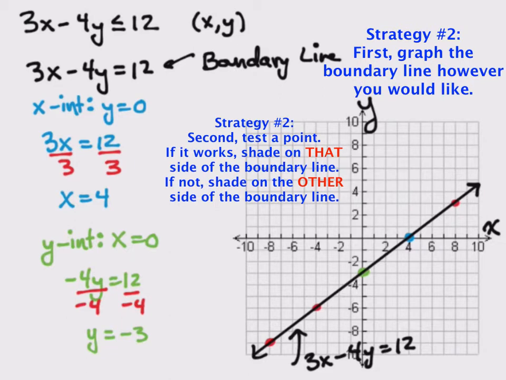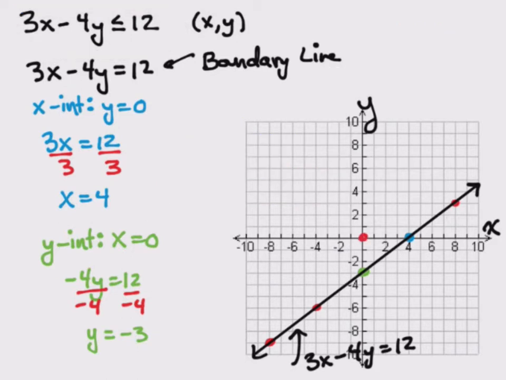Well, my favorite ordered pair to test is the ordered pair 0, 0. And we probably don't even have to write anything down. We can just look at this inequality and say, will 0, 0 make this inequality true? Absolutely. And if we know that point works, that means that every ordered pair on that side of the boundary line is going to be a solution, so we know to shade above the boundary line.